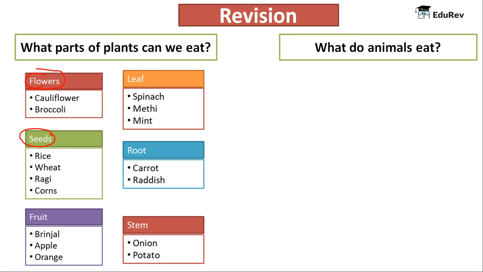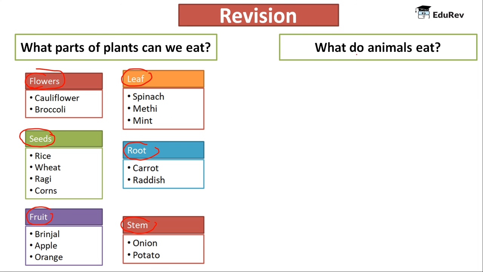Seeds of a plant. Rice, wheat, ragi, corn are actually the seeds part of a plant. Fruit of a plant. Brinjal, apple, orange. Stem of a plant. Onion, potato. Root of a plant. Carrot, radish. Leaf of a plant. Spinach, methi, mint, etc.